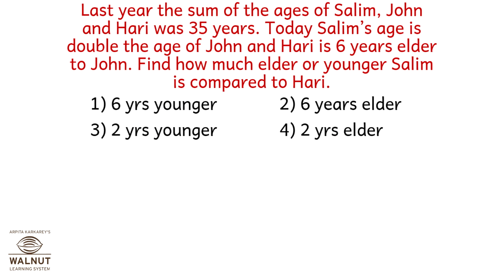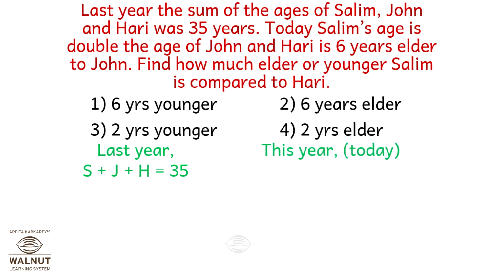Last year, the sum of the ages of Salim, John and Hari was 35 years. Today, Salim's age is double the age of John and Hari is 6 years elder to John. Find out how much elder or younger Salim is compared to Hari. So last year we had S plus J plus H was 35. It's given. This year, which is today, we have S plus J plus H as 35 plus 3, which is 38.